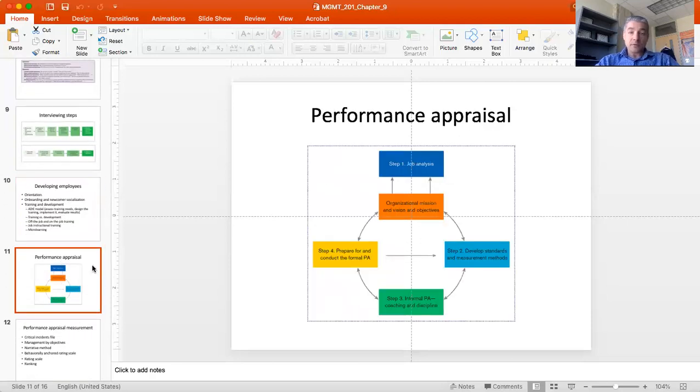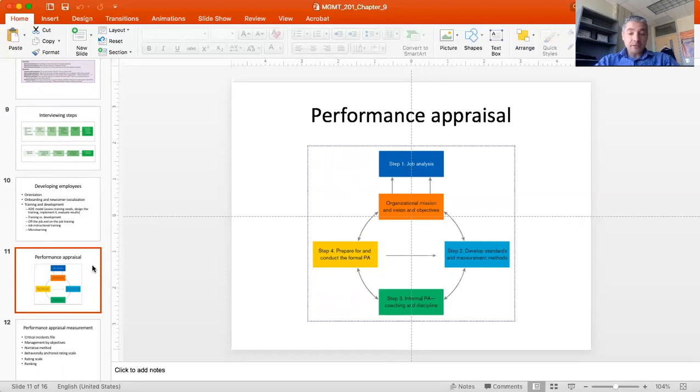A big part of the human resources management process is performance appraisal. You definitely want to make sure that people you've hired are doing what they were hired to do. And to do that, you go through 4 different steps. It all starts again with job analysis. You have to figure out what it is that you're trying to assess, right? Remember, you cannot manage what you cannot measure. So you've got to develop some standards and measures and measurement methods, and that's the essence of your step 2.